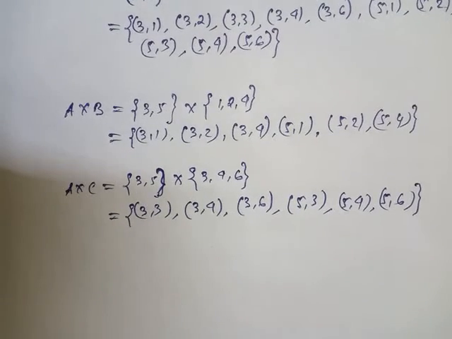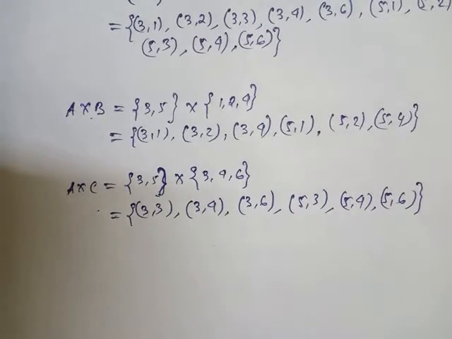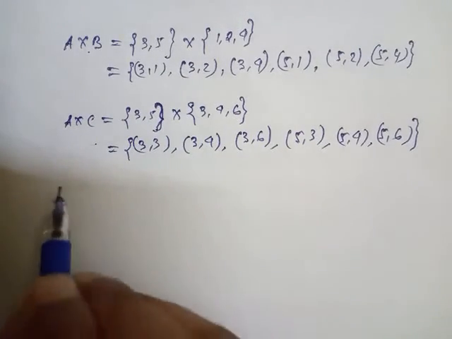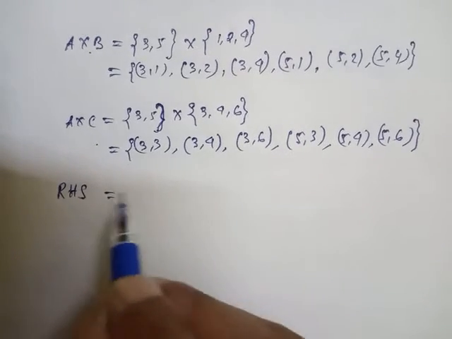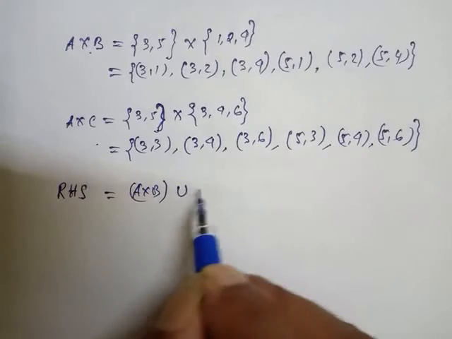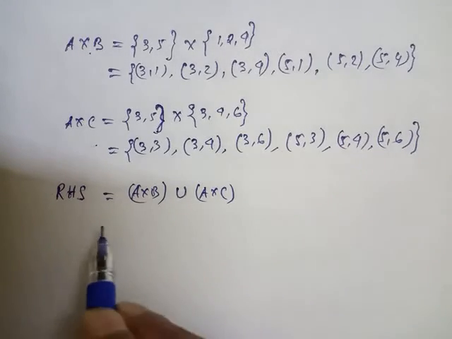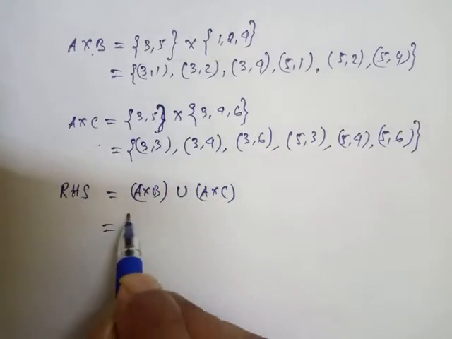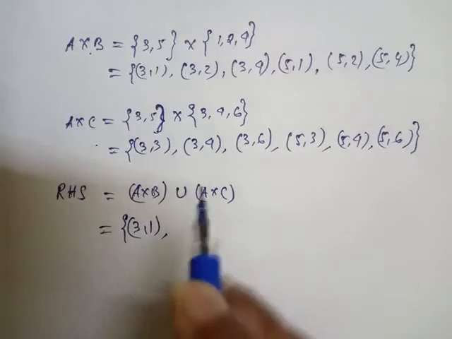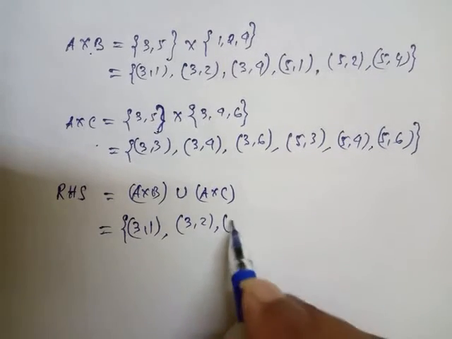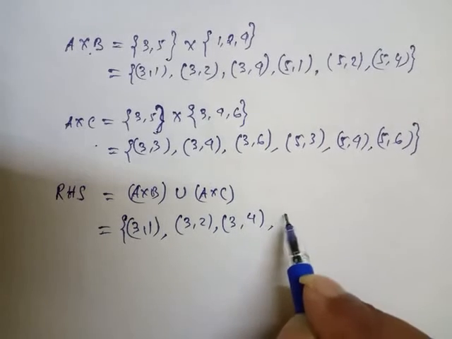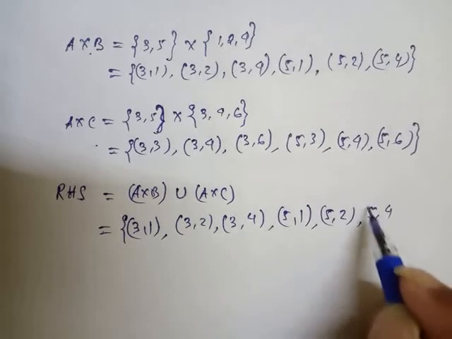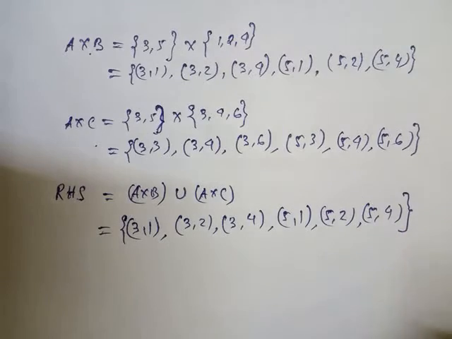Now we'll have to find out the union between A product B and A product C. So it's very easy actually. How to find out? Look here, and this is our RHS actually. The RHS equal to A product B union A product C. We have to find out now. So just put the value of A product B. Value of A product B is this one. We'll put here now directly 3 comma 1, then 3 comma 2, then 3 comma 4, then 5 comma 1, then 5 comma 2, then 5 comma 4. This is the value of A product B.